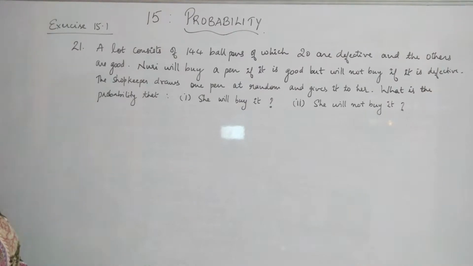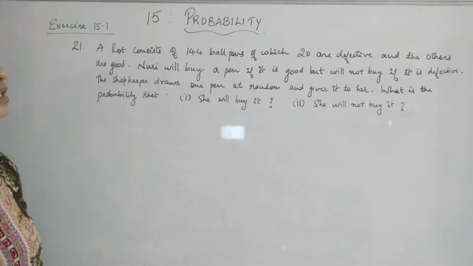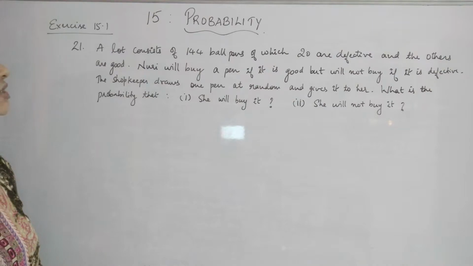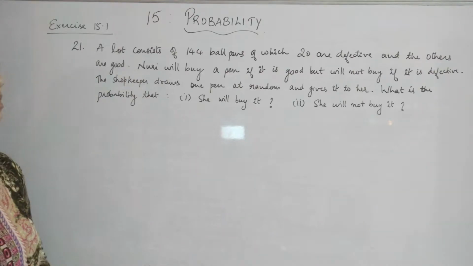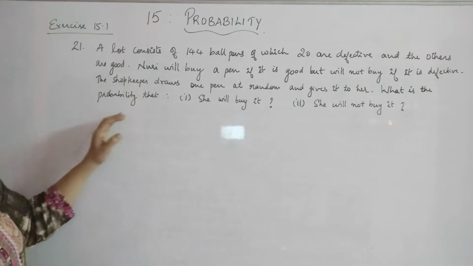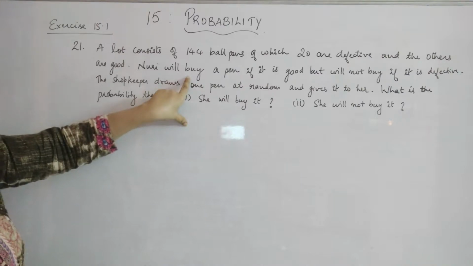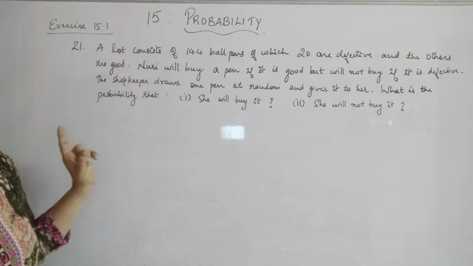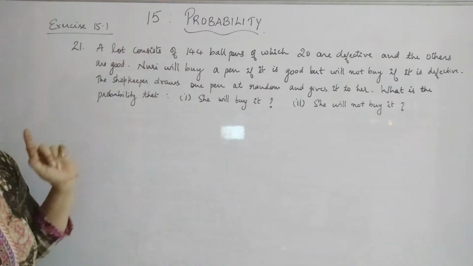Question number 21 is, a lot consists of 144 ball pens, of which 20 are defective and the others are good. Noori will buy a pen if it is good, but will not buy if it is defective. The shopkeeper draws one pen at random and gives it to her. What is the probability that she will buy it? She will not buy it. So here it is said that she will buy the pen if it is non-defective or good pen, and she will not buy it if it is defective.